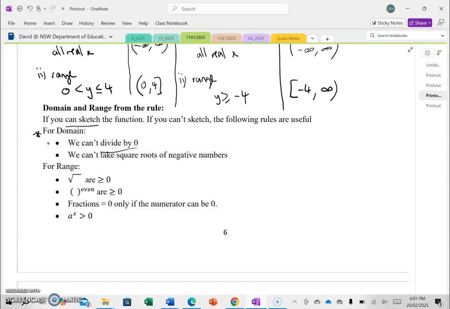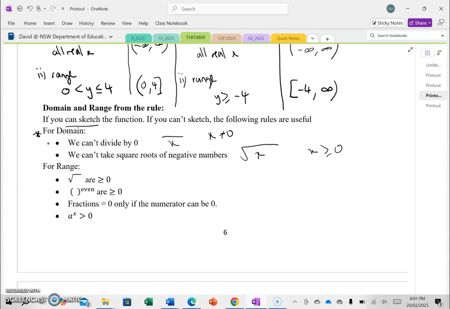First, for domain, you can't divide by 0. So if you've got something like 1 over x, x cannot be equal to 0, and that would form part of your domain. Also, we can't take square roots of negative numbers. So if you've got a square root of x, that restricts the domain to x being greater than or equal to 0.